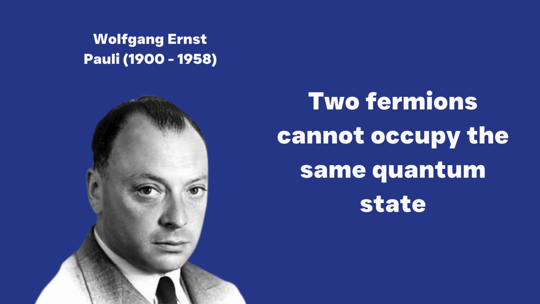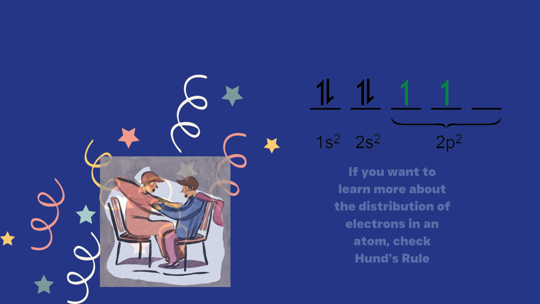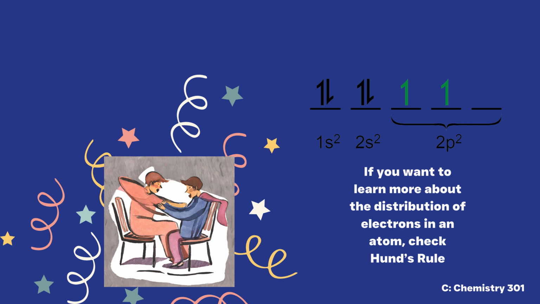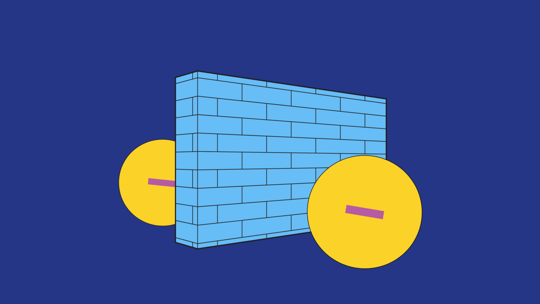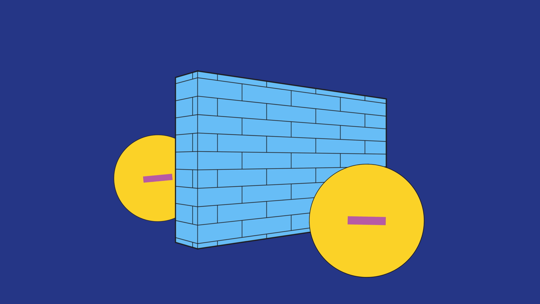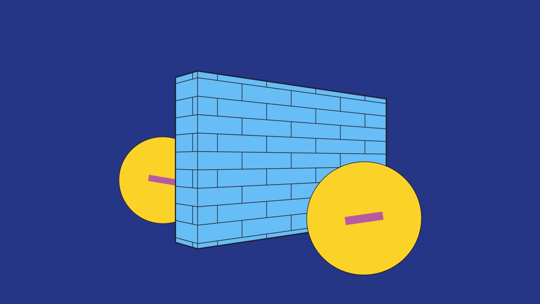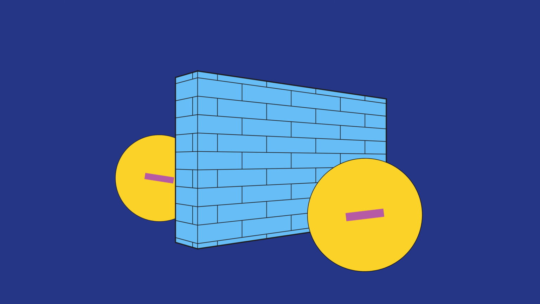Why? Well, it's like having two guests with the same invitation to a party. They can't both occupy the same space at the same time, right? The Pauli exclusion principle ensures that the electrons in an atom keep their own quantum address to avoid chaos. But, as you know, electrons are fermions.